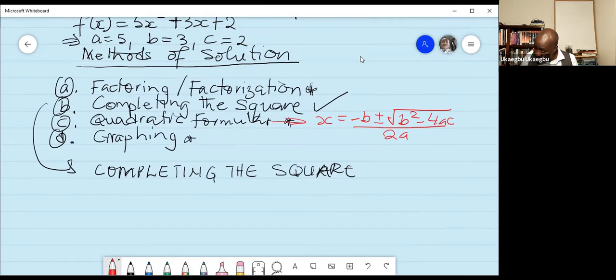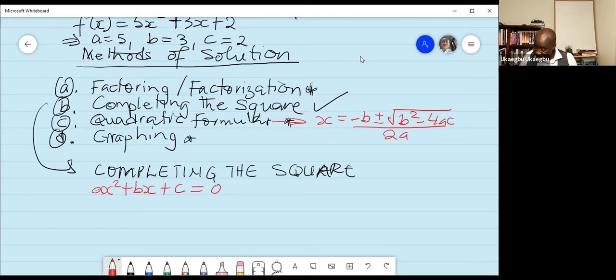So our general equation is ax squared plus bx plus c equal to 0. Before I derive the formula, let us use a very simple quadratic equation, and then we complete the square. And then after completing the square, you will see how it is going to work.